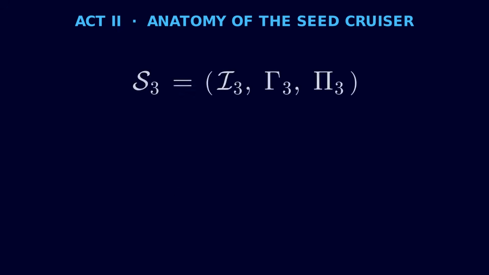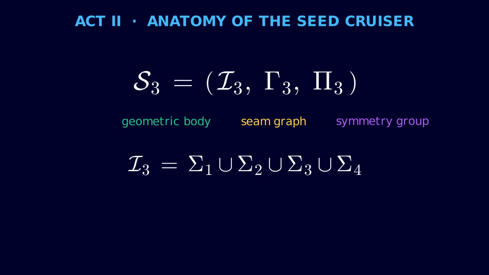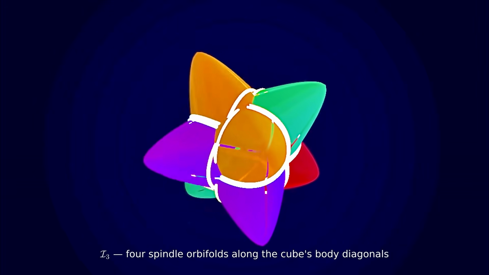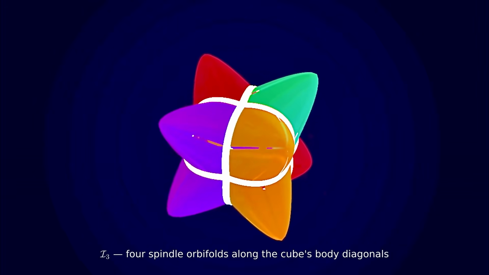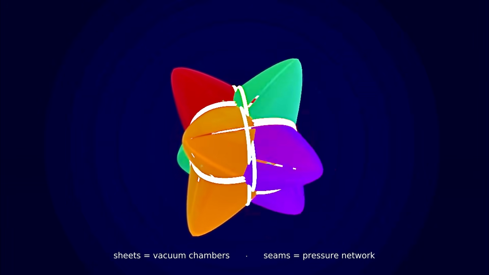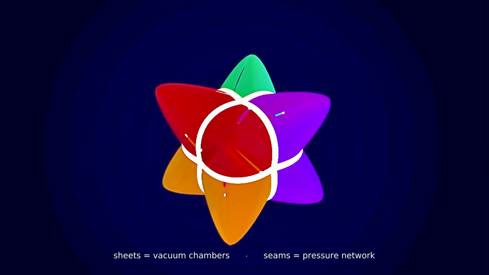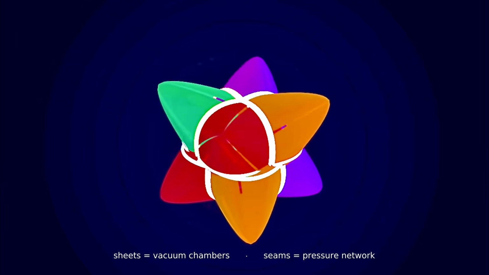The classical seed is a triple: a geometric body, a seam graph, and a symmetry group. The body, I3, is assembled from 4 orbifold sheets, and these sheets are not merely placed side by side. They are sewn together along a structured seam system. The graph, gamma 3, is the real object: 4 spindle-shaped sheets, threaded along the body diagonals of a cube, meeting along the white seam graph. In the spacecraft interpretation, the sheets are the vacuum chambers, and the seams are where competing boundary conditions collide.